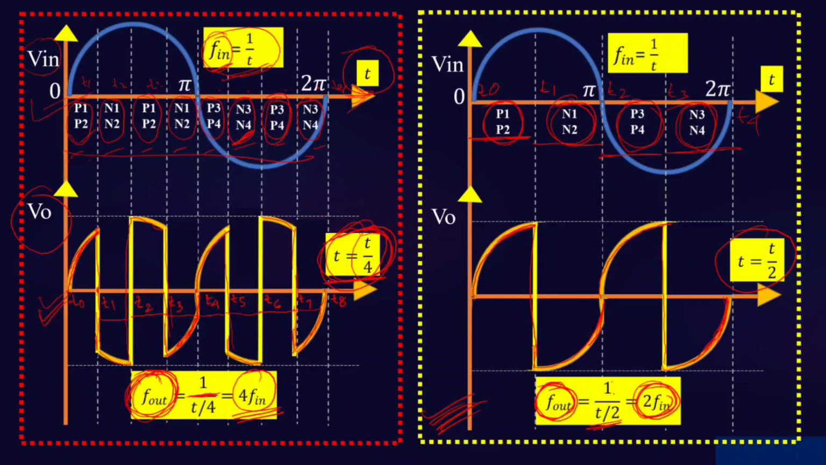So this is also a step up cycloconverter. Here we are getting double the frequency, and in the previous one we got 4 times the input frequency. This is a bridge type converter. According to our requirements we can make the sequence and we will get the output.